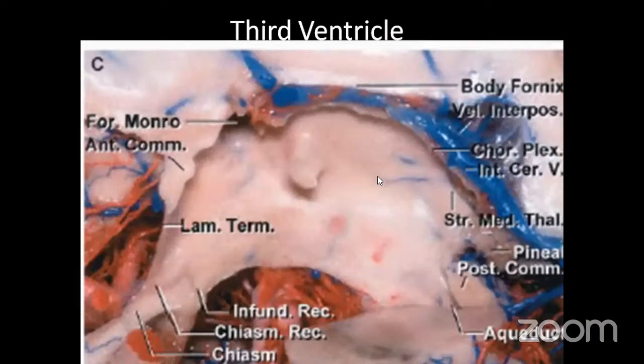So this is another picture which is showing the third ventricle. This is the anterior portion of the third ventricle, the body of the third, and the posterior portion of the third ventricle. The third ventricle has got two lateral walls, both formed by the thalamus and hypothalamus.